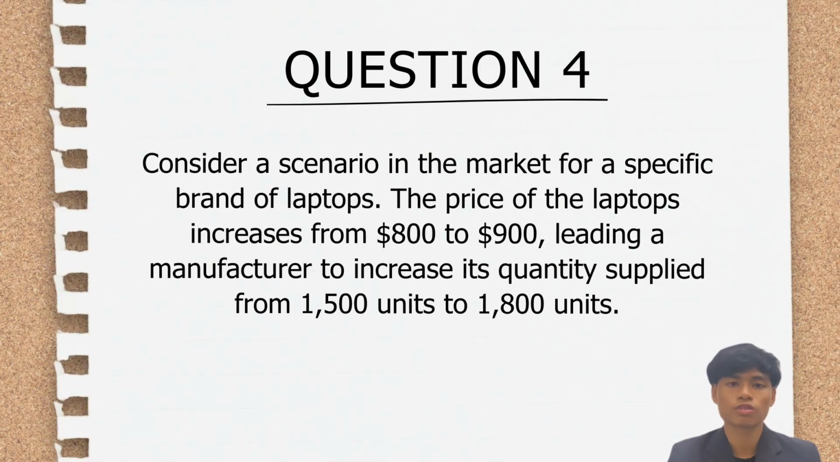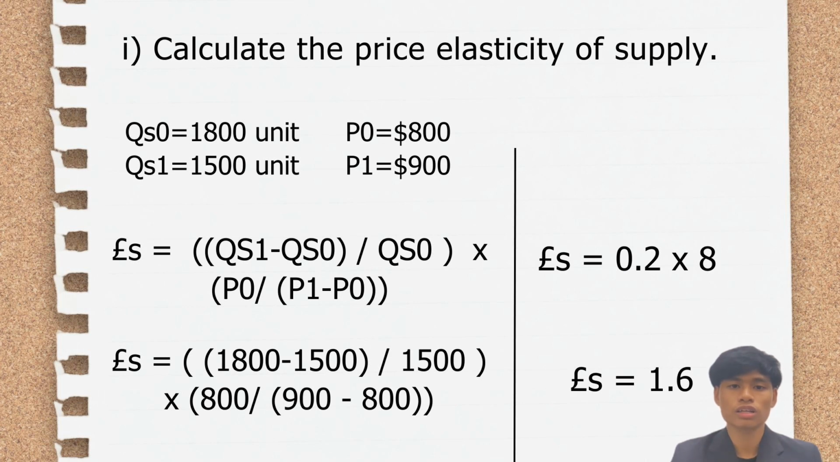Okay, question 4. Consider a scenario in the market for a specific brand of laptop. The price of the laptop increased from $800 to $900, leading a manufacturer to increase its quantity supplied from 1,500 units to 1,800 units. So, first question, calculate the price elasticity of supply. Quantity supplied 0 equals 1,500 units, quantity supplied 1 equals 1,800 units. Price 0 equals $800. Price 1 equals $900.